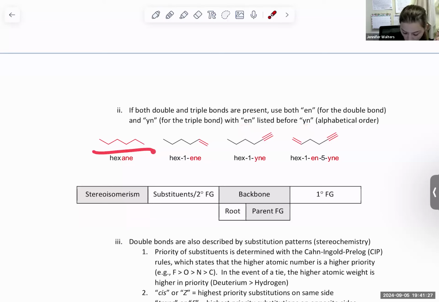So this is 6 carbons that are all single bonds. That makes it a hexane. Here I have 6 carbons, so it's still hex for 6, but I now have a double bond, so it becomes ene as my parent functional group. Once you get that parent functional group, because that double bond or triple bond could be located anywhere, you need to put the number indicating the location of it in the backbone. You will always use the smallest number.